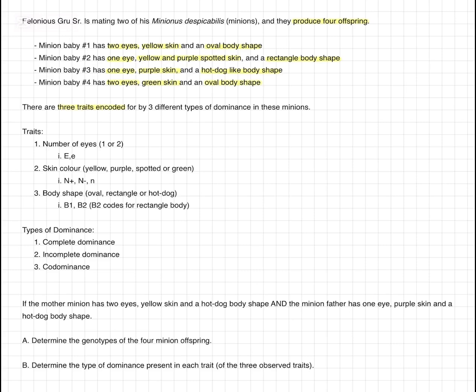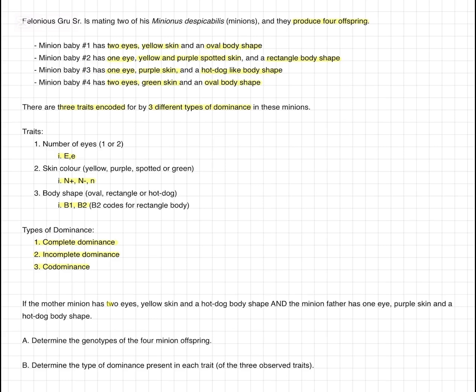There are 3 traits encoded for by 3 different types of dominance in these minions. The 3 traits are number of eyes, skin color, and body shape. The 3 types of dominance are complete dominance, incomplete dominance, and codominance.